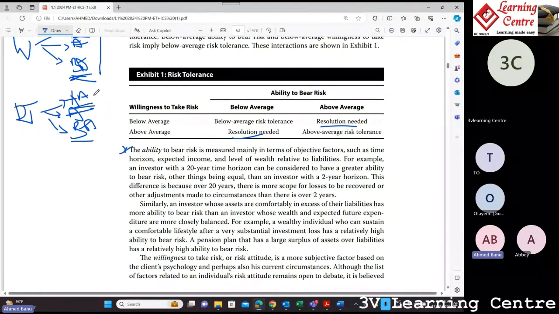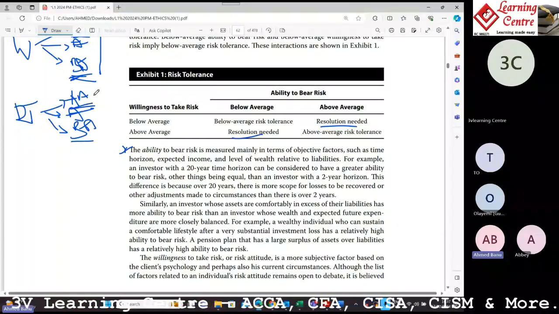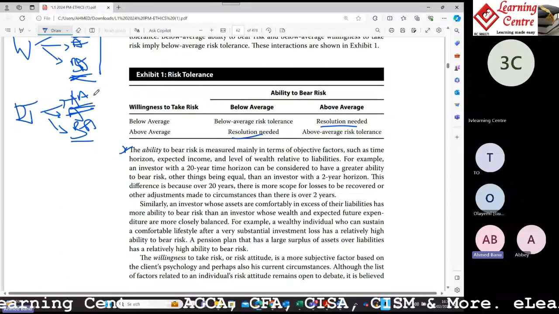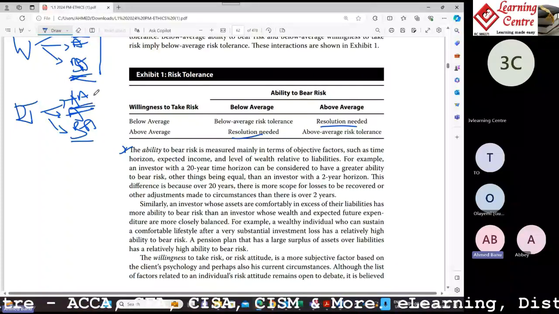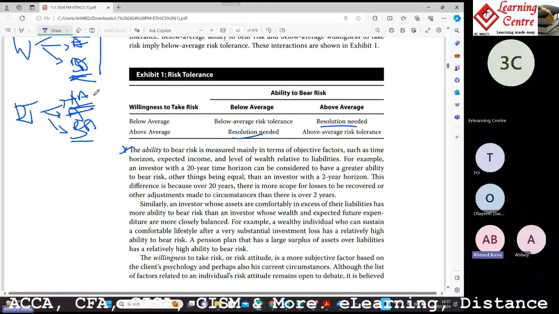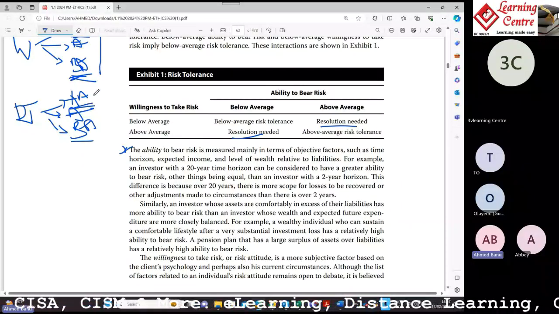But your willingness is very subjective. Your willingness is very personal. Your willingness has to do with your psychology, your mind, you as an individual, the way you were brought up. A lot of things affect your willingness to take risk. You might probably have lost money at a point, or not even you, your dad might have lost money at a point in time, and that has affected your thinking about equities.